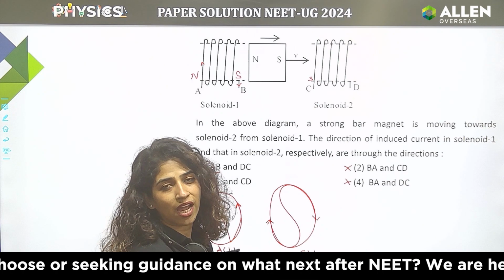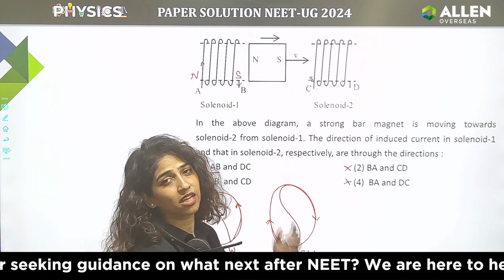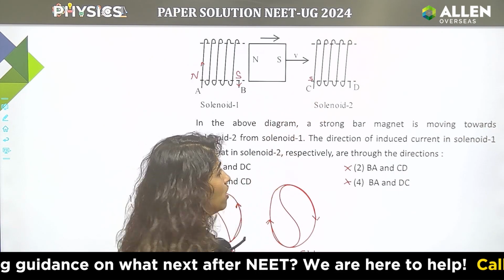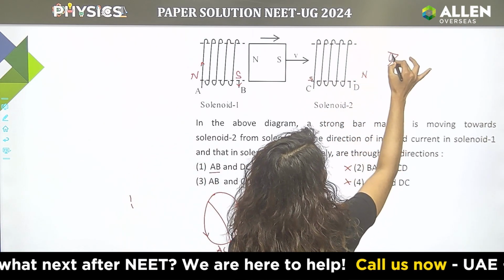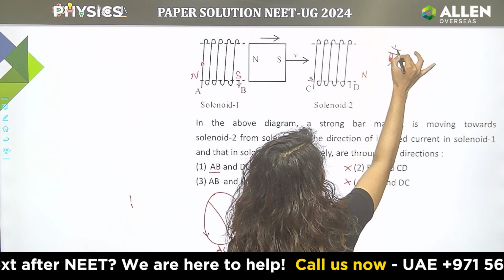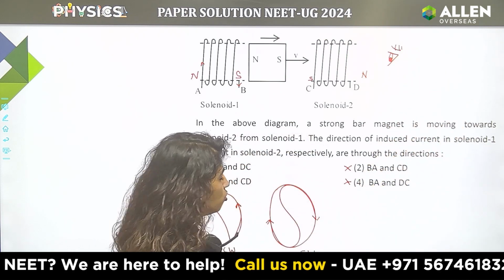This has to act as south. So this south and this south are going to repel. Now, this is south, this is north. Now, as an observer observing from this end of the solenoid, you see it's north.